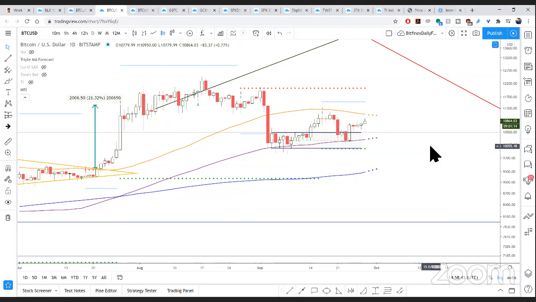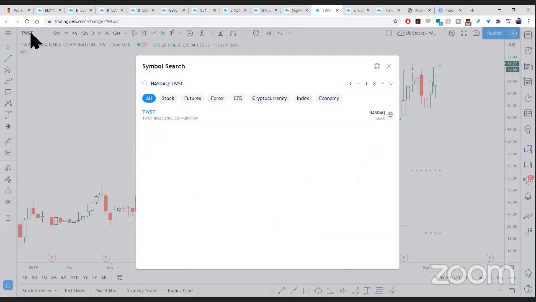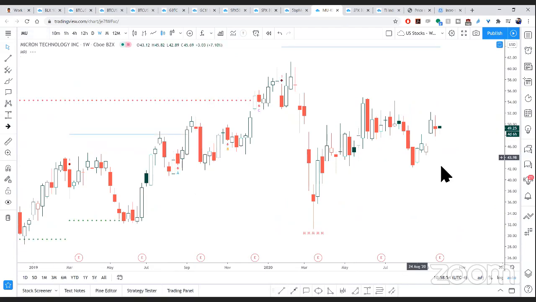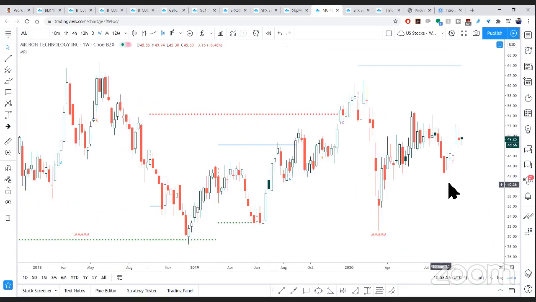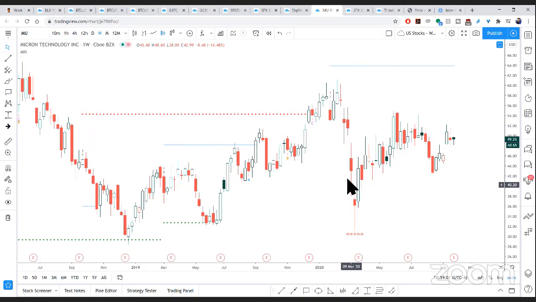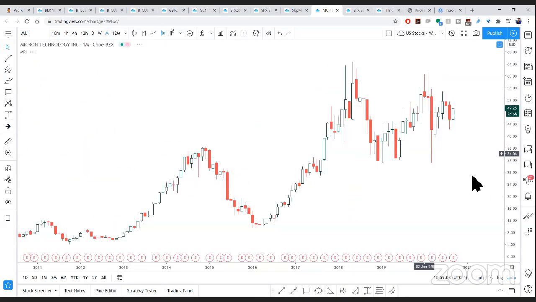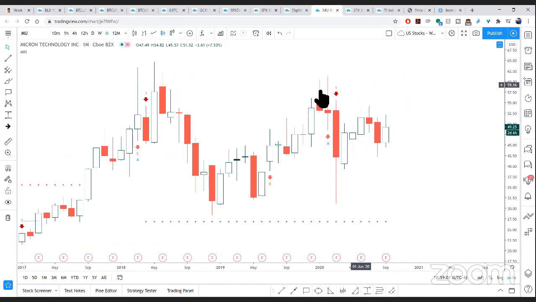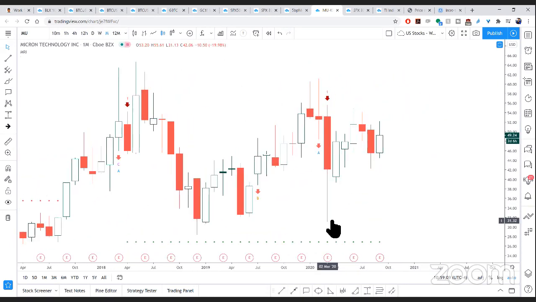Micron Microchips, MU, never heard of it. Not interesting. Consolidating. Monthly top right here dropped hard off the monthly top. Yeah, see right there? Monthly MRI, boom, down we go. But that was also March. Everything went down with COVID.